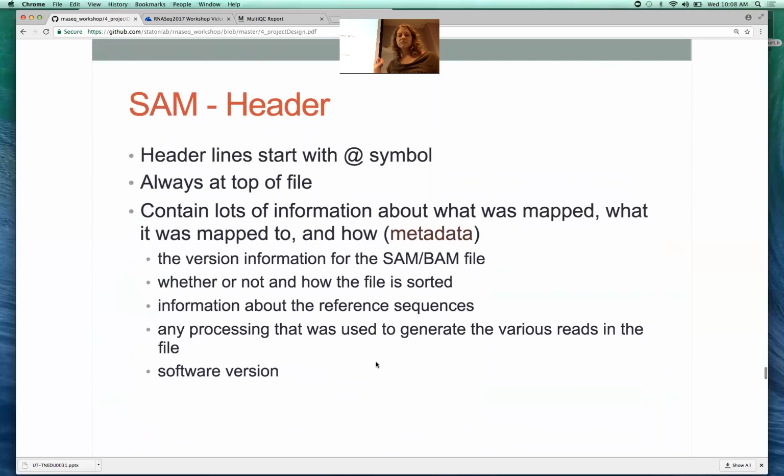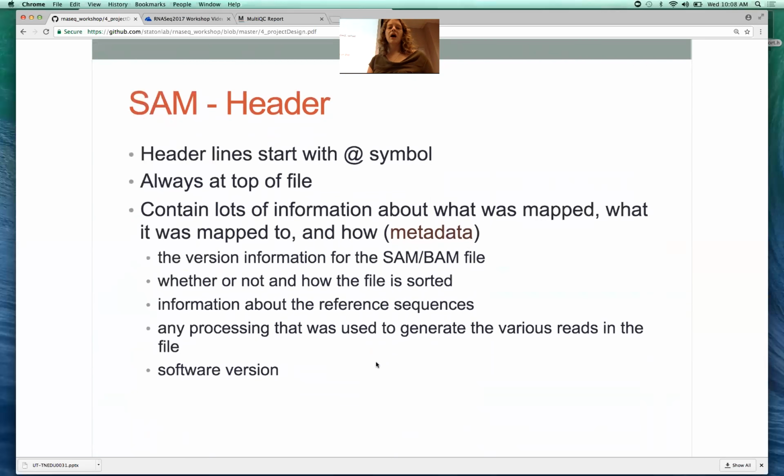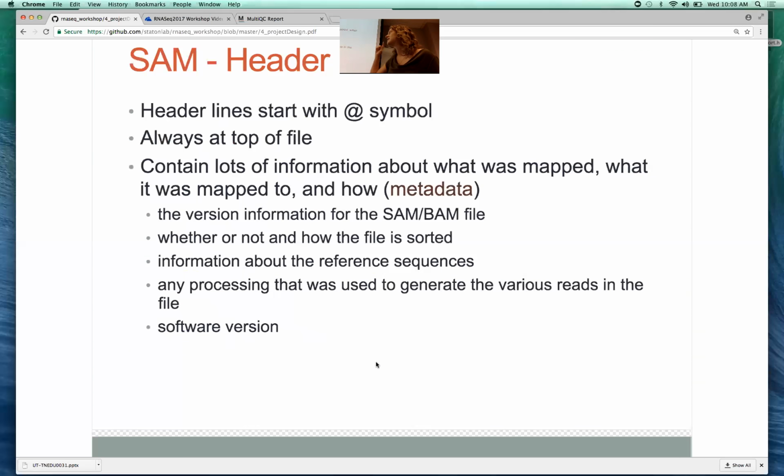So the header has version information, because the SAM format specification does undergo updates occasionally, so it'll tell you what version of SAM this is, whether or not the file has been sorted, and information about the reference that was used for mapping. Any processing or filtering that was done gets added to the header, and the software version that was used to produce the file.